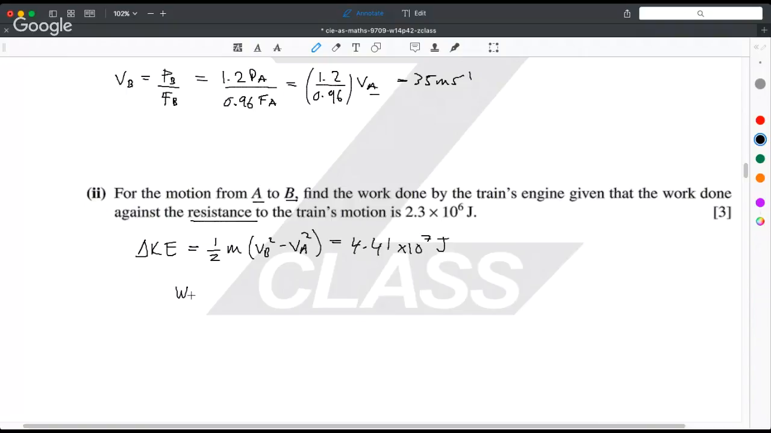And the work done by the engine must be equal to the change in kinetic energy plus the work done against friction or resistance here. And so we just worked out what delta KE is. We know what the work done by friction is. We're given it. And so you'll get that this is equal to 4.64 times 10 to the 7 joules.